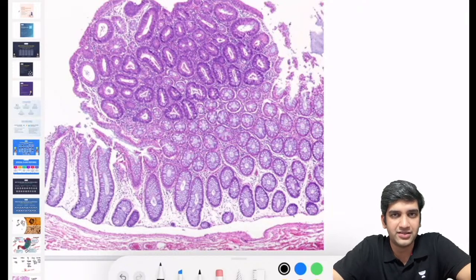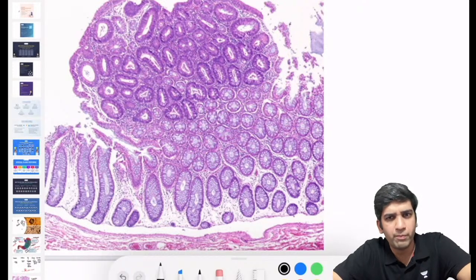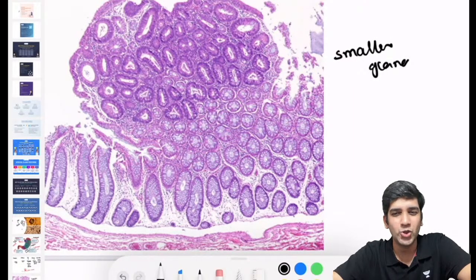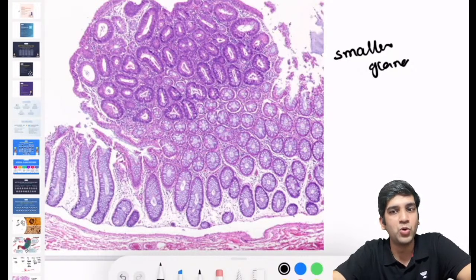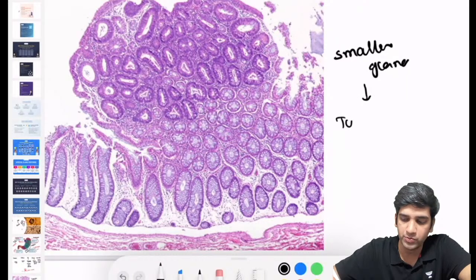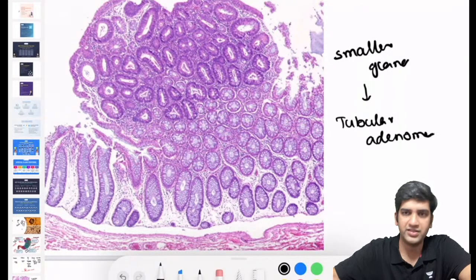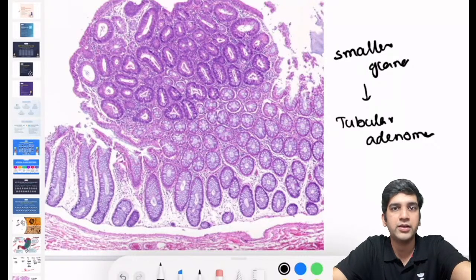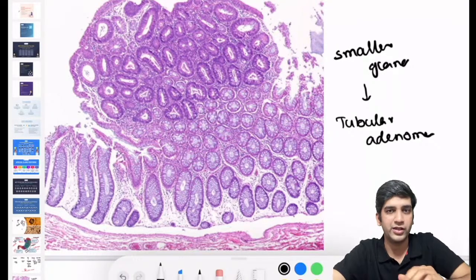So in other words, I'm having glands. Are the glands dilated or smaller? The majority of the glands here are smaller glands, right? The algorithm is simple. No villi, no muscle, just glands, and they are smaller glands. If it is not dilated glands, if it's smaller glands, my diagnosis is simple. It has to be a tubular adenoma, right? So you can easily differentiate the colonic polyps just by the algorithm. Fine. Villi, muscle, glands, small glands: tubular adenoma. Dilated glands: your juvenile polyposis.